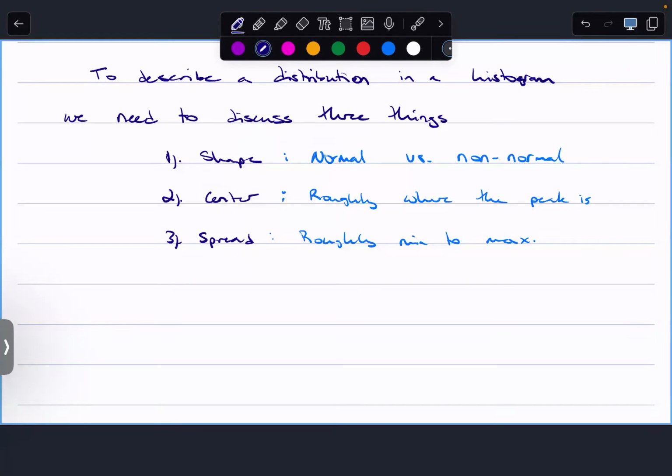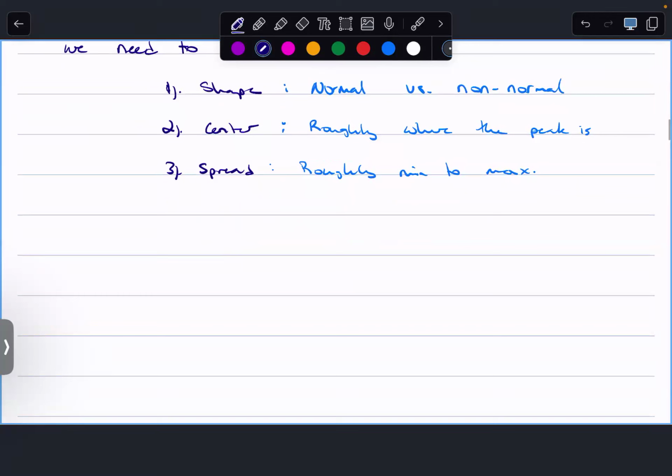So then we said, okay, roughly where the peak is, roughly the minimum to the maximum, we're going to need a little bit more. And so then we built up to the numerical measures of center and spread. Right, of course, there's math to be done.